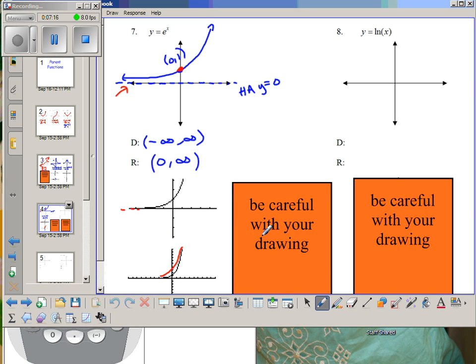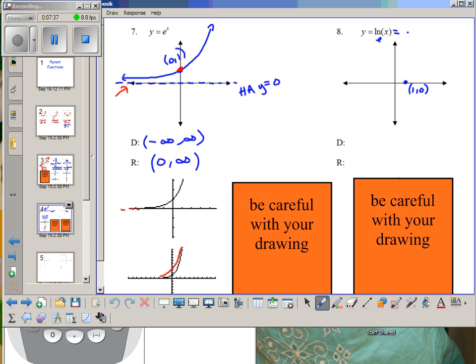Now, ln of x is the inverse of e to the x. So if e to the x has the point 0, 1, ln of x has the point 1, 0. You flip your x and y. And ln of 1, e to what power, right? There's a hidden base of e. E to what power would give me 1? Well, e to the 0 would give me 1. That's why it has the point 1, 0.